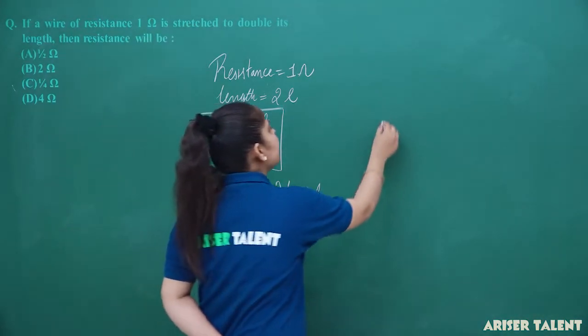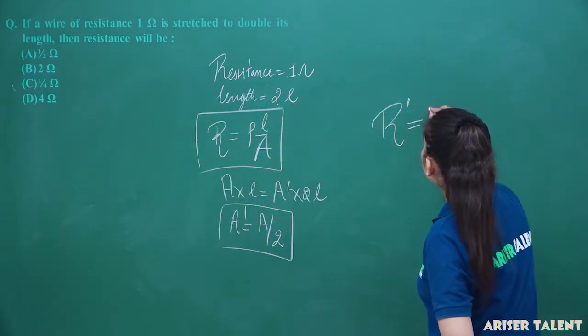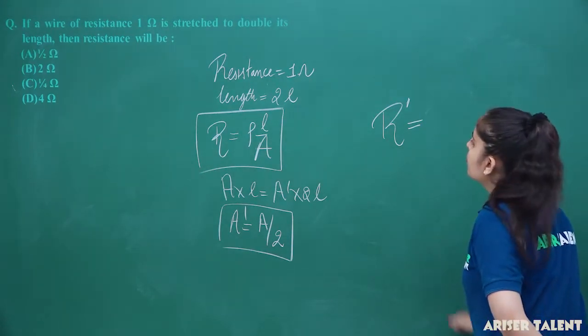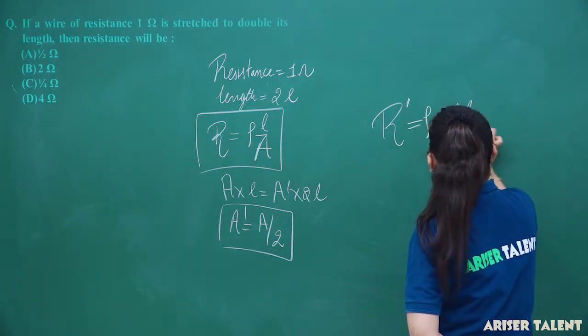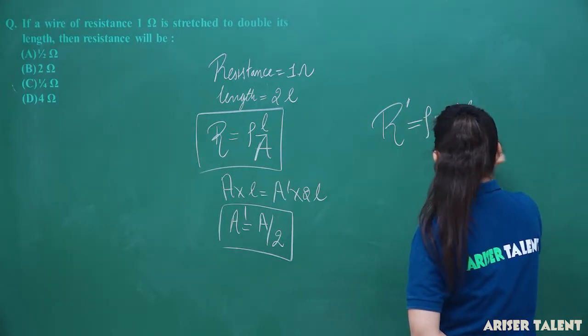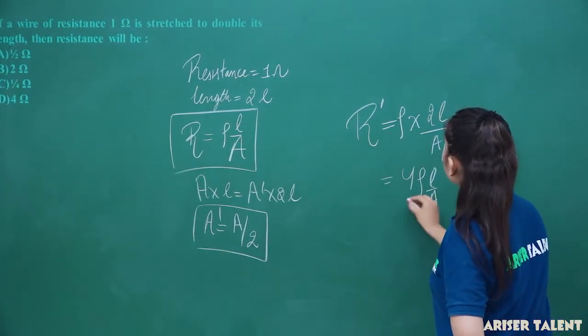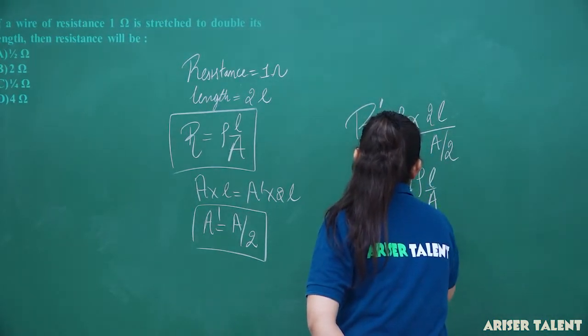On substituting this value, if I am considering the new resistance to be R dash, it will be equal to R, rho, length will be doubled, area will be A by 2. It came out to be 4 rho L by A. So, you can see that the new resistance will be 4 times of the previous resistance.